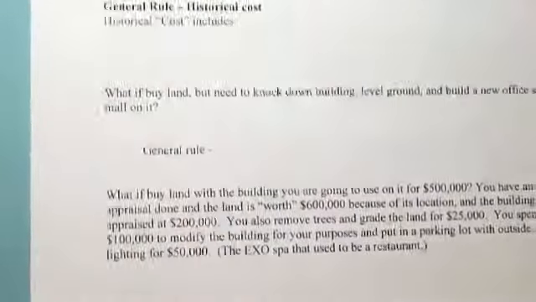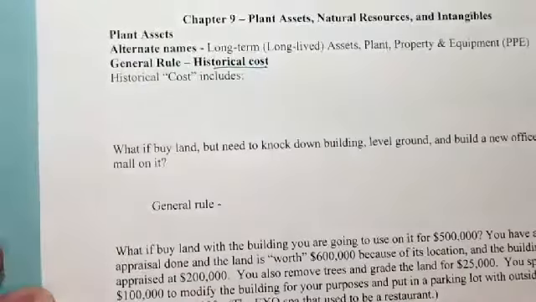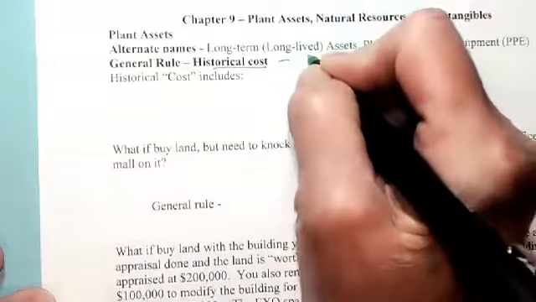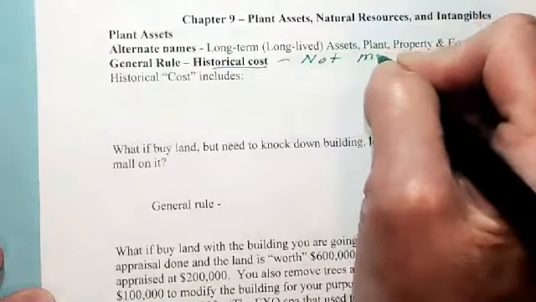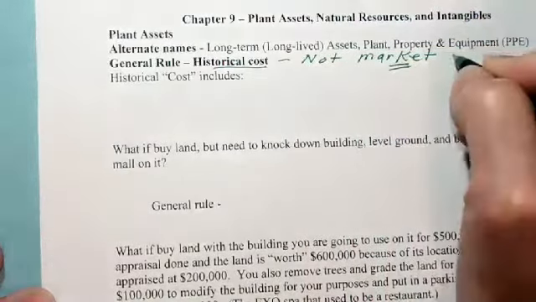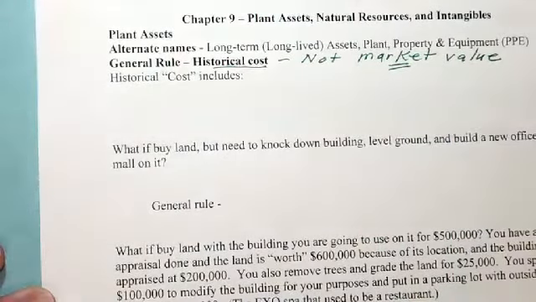The general rule is we keep our plant assets at historical cost. That's just because we do. We talked about this in a prior video, but again, it's not at market value on our balance sheet. We never write it up to market value. The value of our plant assets are the value that we spent on them at the very beginning.